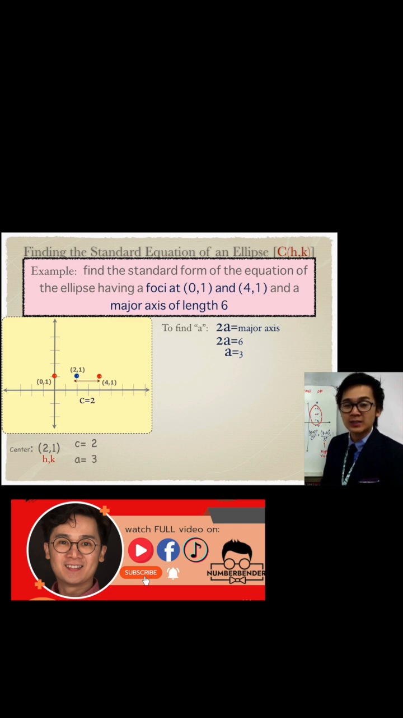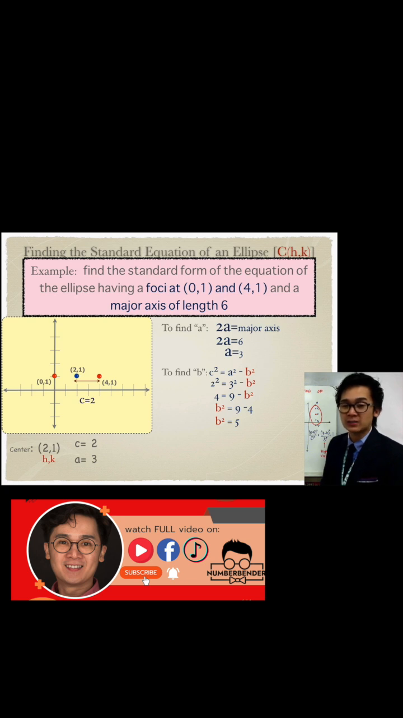So now that we have c, which is 2, a is equal to 3, we just need to figure out how to find b. And to find b, we will use the formula that we used on the previous lesson. So we'll use c squared is equal to a squared minus b squared, and to find b squared, just replace c and a by 2 and 3. So we have 2 squared equal to 3 squared minus b squared. Therefore, by solving the equation for this particular problem, b squared is equal to 5. Now, we don't need to take the square root of both sides because in our formula, b squared is supposed to be squared in the equation of an ellipse.